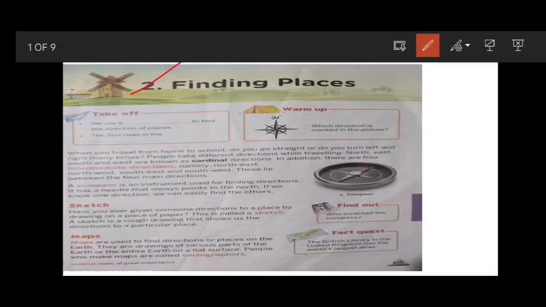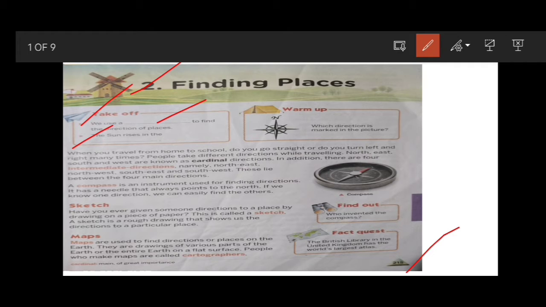Hello children, in this class we will discuss Social Studies Lesson 2, Finding Places. I request all of you to take out page 215. We use a dash to find the direction of places. What do we use? We use a compass. C-O-M-P-A-S-S, write it in the given blank.